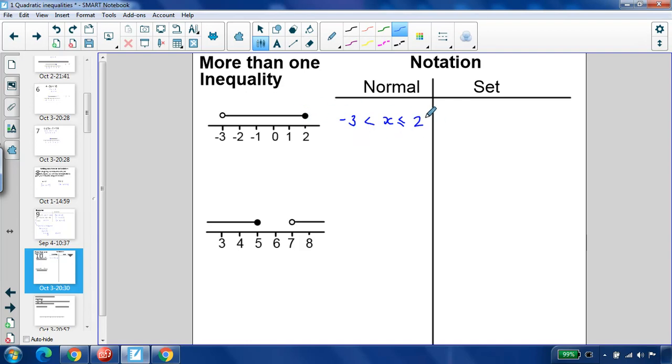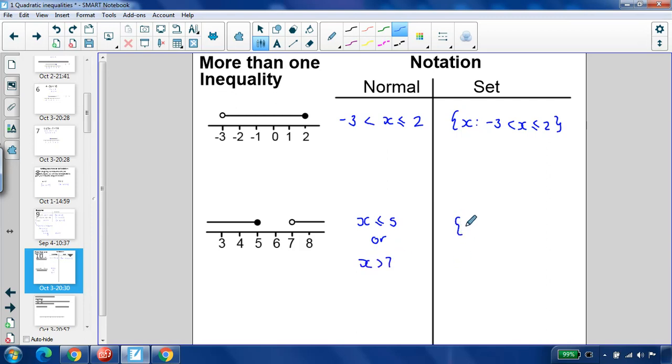And when you have inequalities like this, so when they look like this on a number line, the signs do tend to point to the left, so you can use that to help you if you need. So the set can be written as this. Let's move on to the bottom one. So I'm going to have x is less than or equal to 5, or x is greater than 7.